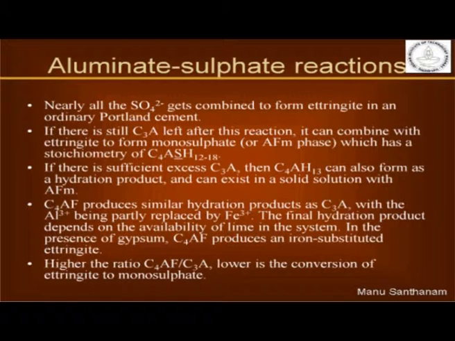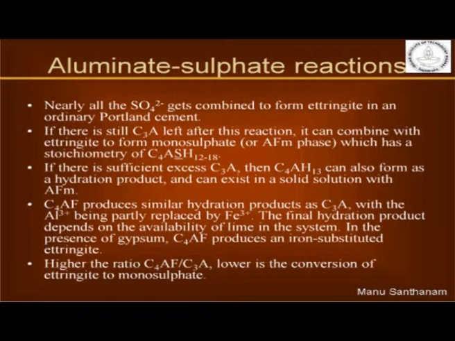Now why is this reaction important? It is important because in the final assembly of phases in your cement, you will find that ettringite is not really present after about 7 days or 28 days. All of it would have converted to the monosulfate phase because you have an excess of aluminate present in the system. Now this is important from the point of view of sulfate resistant cement.